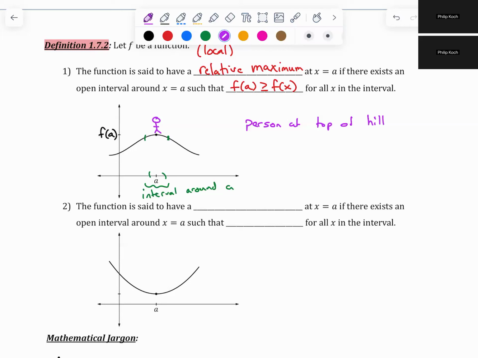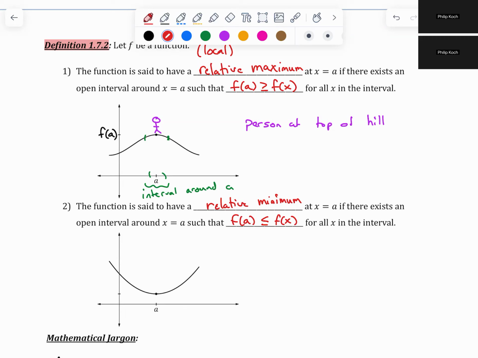Graphically, as a picture, you'd be at the top of a hill. And then similarly, a function is said to have a relative or local minimum at x equals a if there exists an open interval around a such that f of a is less than or equal to f of x for all x inside the interval. The reason why they do it, by the way, is so that they can say for all x, when they could just bypass that by saying f of a is greater than f of x for all x not equal to a in the interval, but they don't.